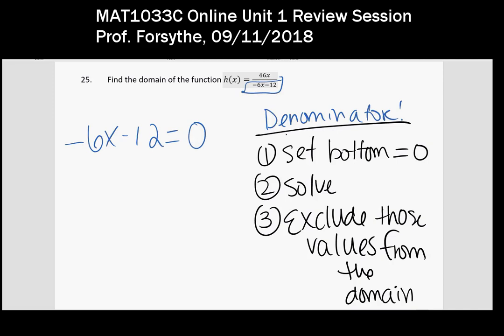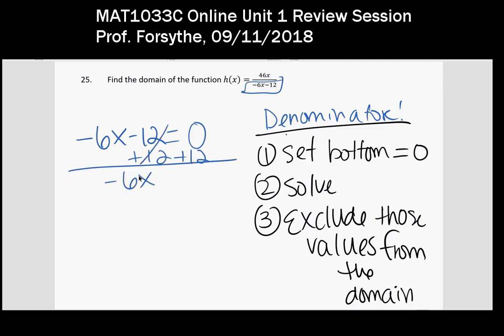So I'm taking the denominator and I set it equal to 0. This looks so messy. Make that neater. So negative 6x minus 12 equals 0. Now we're going to solve it. So I'm going to add 12. Negative 6x equals 12. Divide by negative 6. So x equals negative 2. That is not my domain. That is the value that we don't want in the domain.